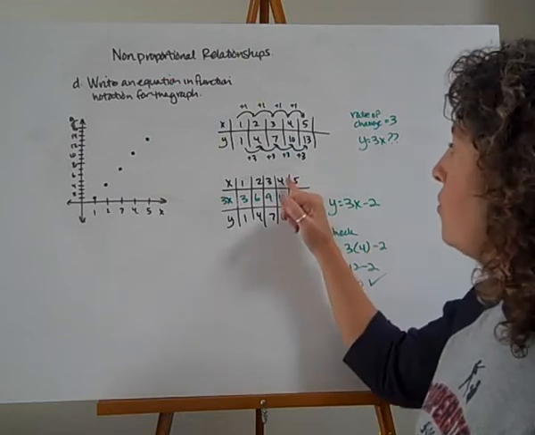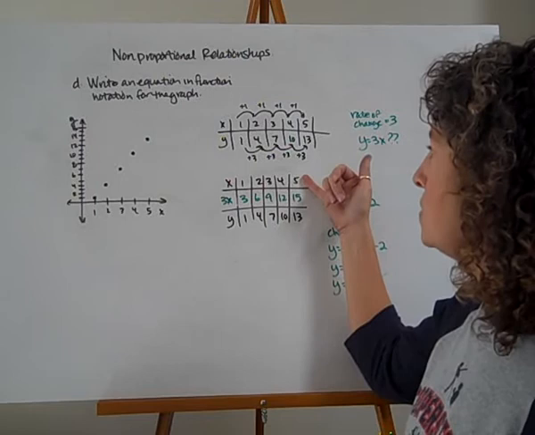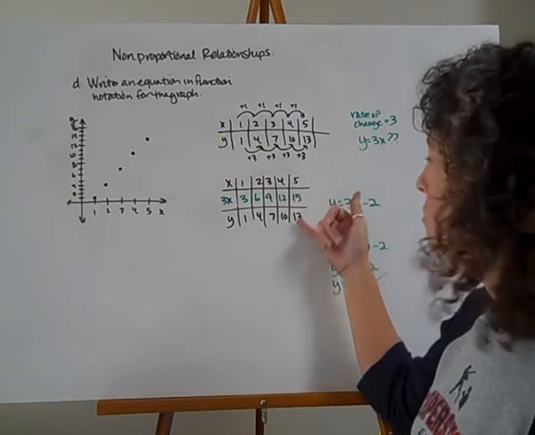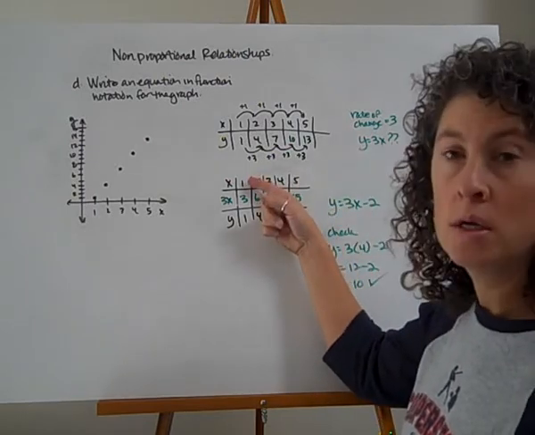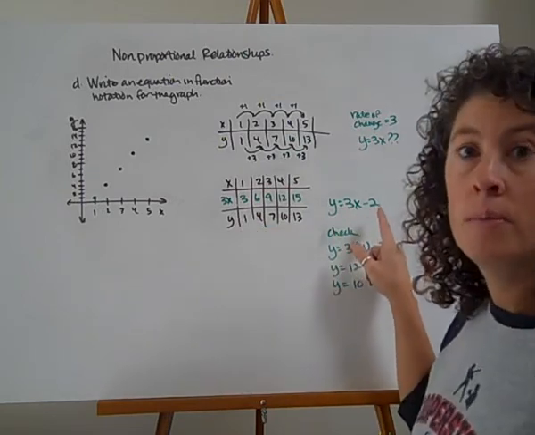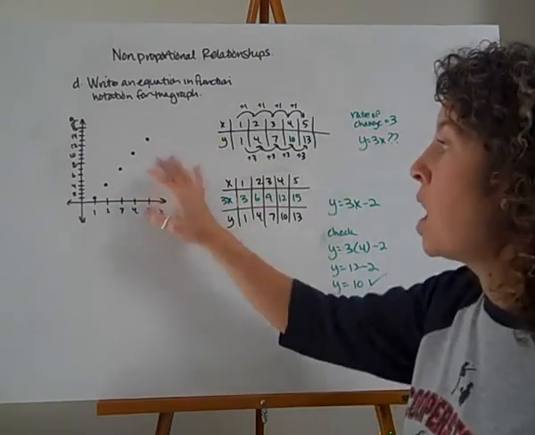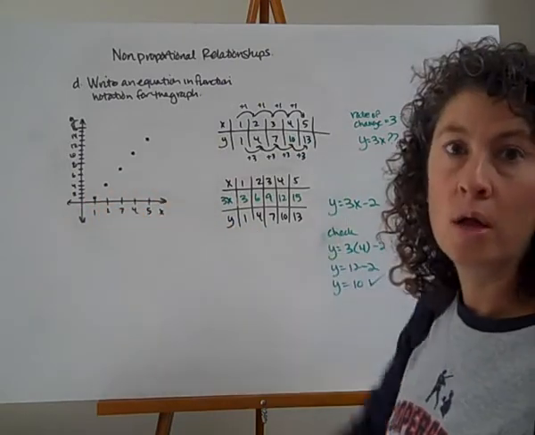So if I test it out with 4, 3 times 4 is 12 minus 2, that gives me 10. 3 times 5 is 15 minus 2, that gives me 13. 3 times 1 is 3 minus 2, that gives me 1. So this is the equation that I'm looking for. This is the equation that represents this particular table. Again, it's non-proportional because it does not go through that origin.